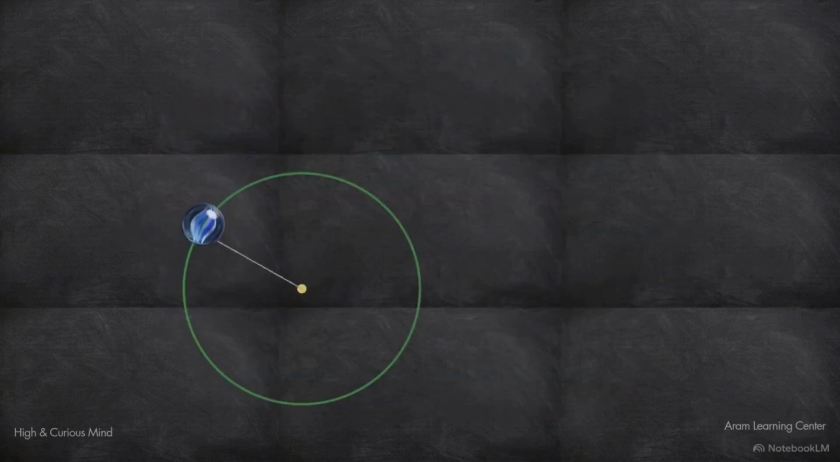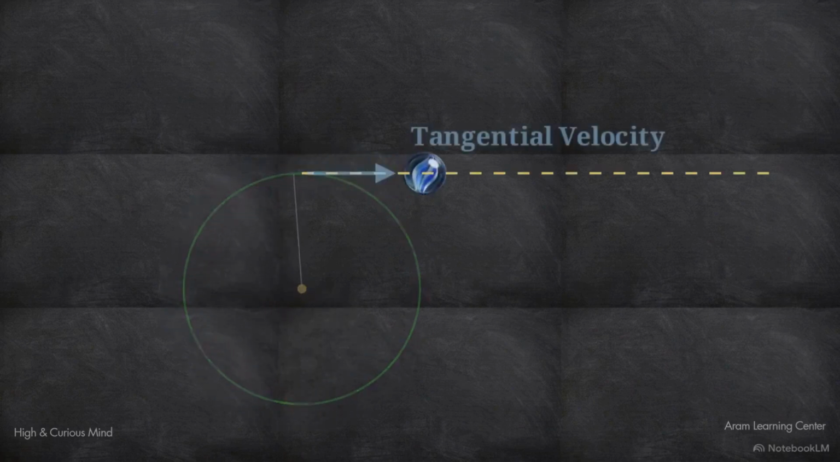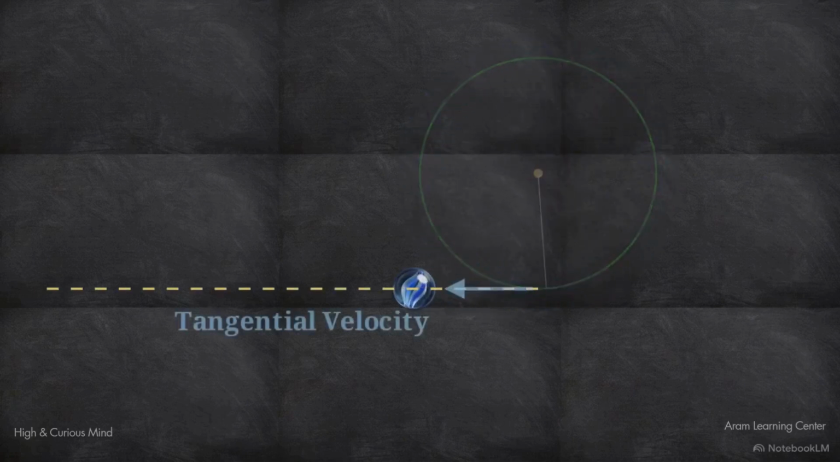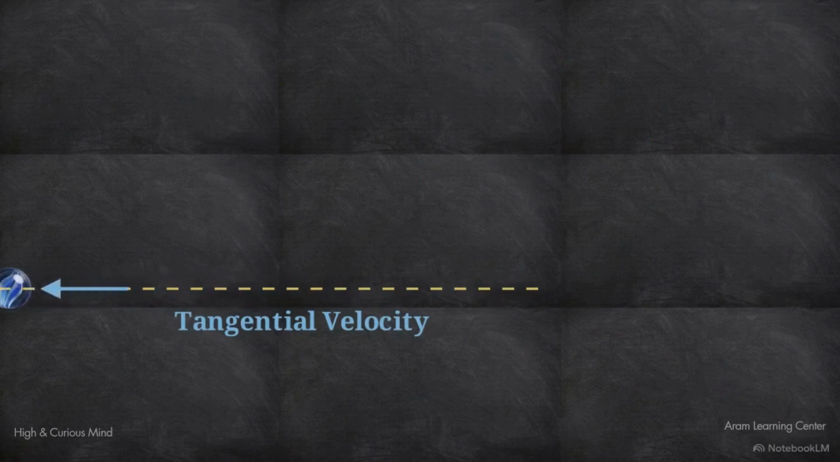If the forces keeping an object in that circular path suddenly disappear, the object will not keep curving. It will fly off in a straight line. This is called tangential velocity, because the instantaneous velocity always points directly along the tangent of the circle.